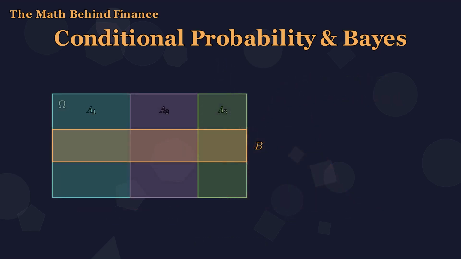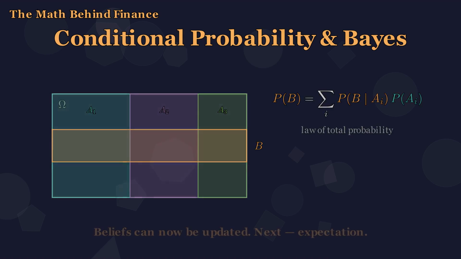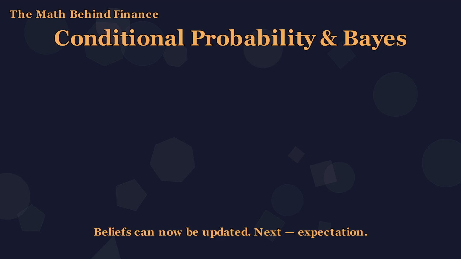One last piece. To compute the denominator, the total probability of the evidence, we sum over all the ways the evidence could have occurred, weighted by how likely each underlying state is. This is the law of total probability. With it, Bayes' theorem is complete and beliefs can be updated. Next, we give beliefs a summary.